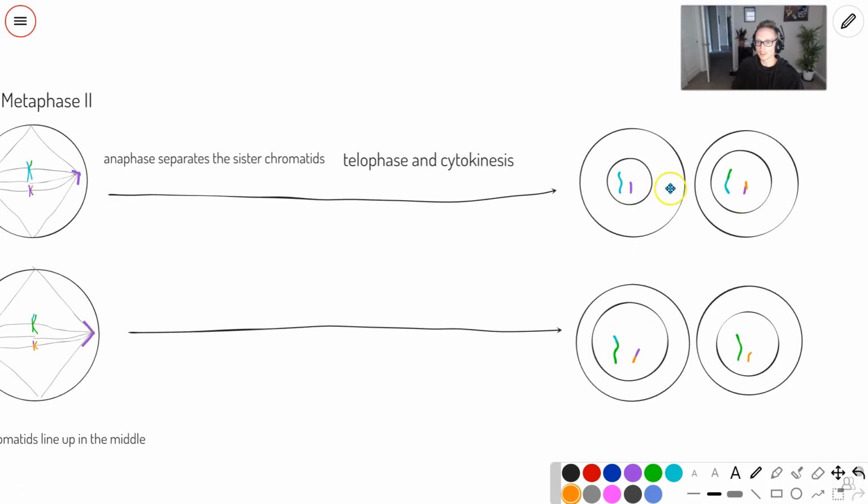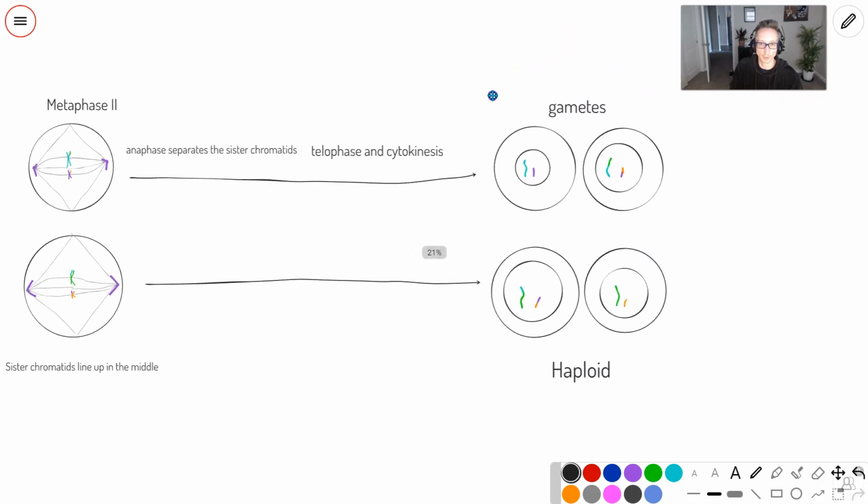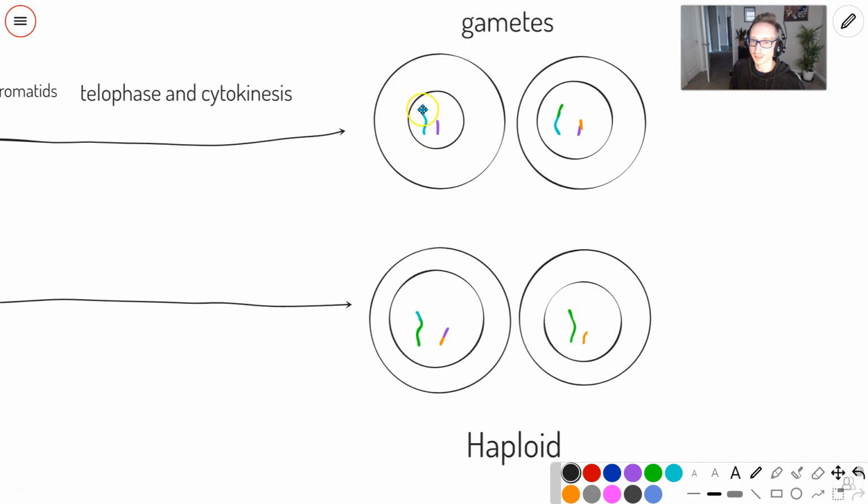So each one of these is a gamete. So now we have our gametes, which are still haploid. And you can see that each gamete has a unique genetic combination of these chromosomes. This gamete has big blue, little purple. This gamete has a mixture of big blue, green, and a mixture of little purple, little orange.